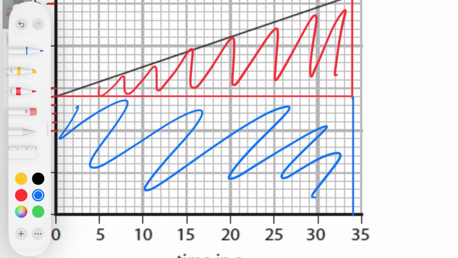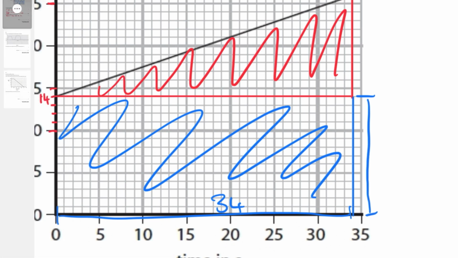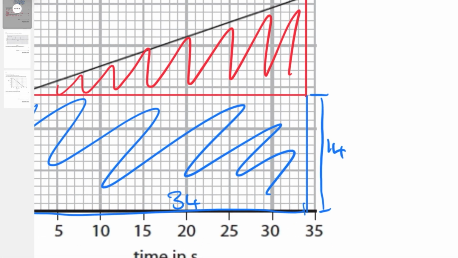So we know it has a base of 34 and it has a height of, let's move that out of the way, 14. So we're going to do 34 times 14 gives us 476 meters.